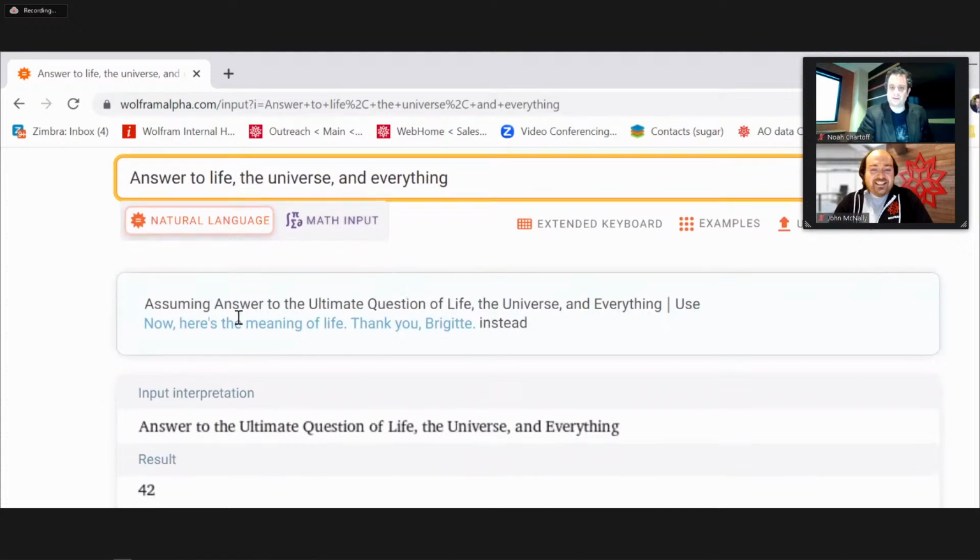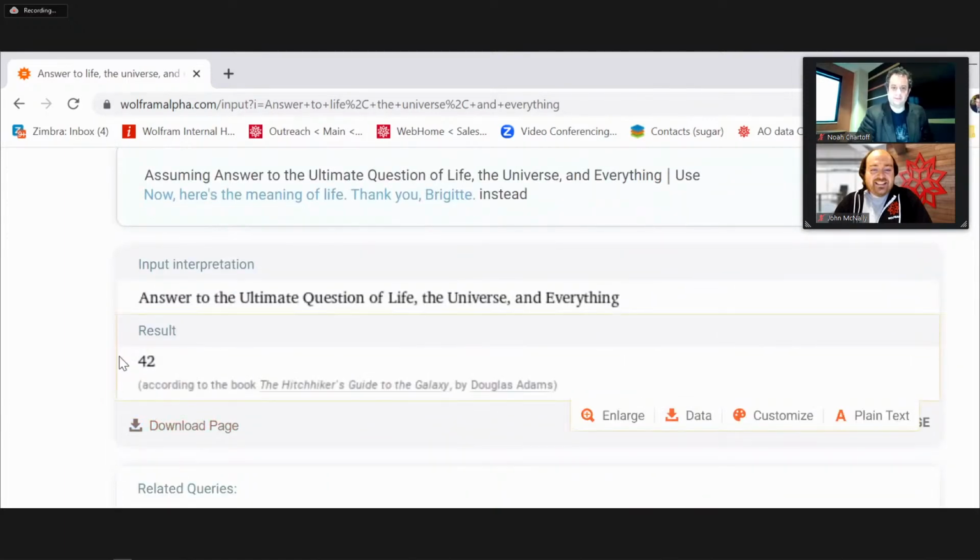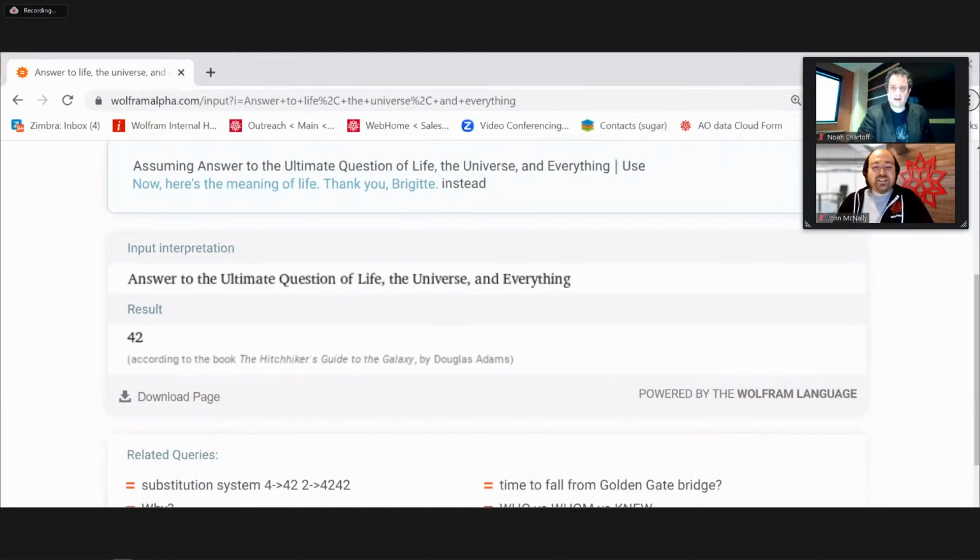Answer to the ultimate question of life, the universe, and everything: 42. According, of course, to the book The Hitchhiker's Guide to the Galaxy, which has not steered me wrong yet. So indeed, yes, Wolfram Alpha does have that one covered.